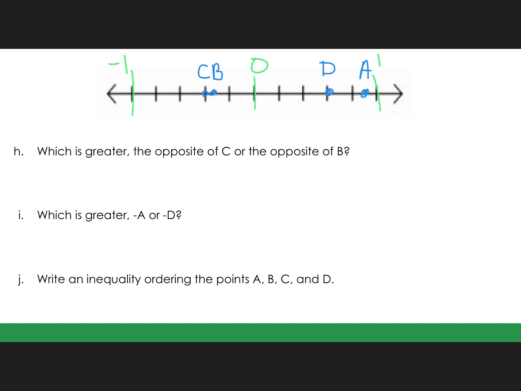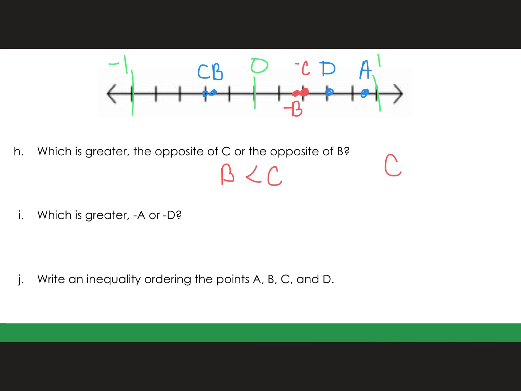Which is greater, the opposite of c or the opposite of b? So we might need to draw these. So we're going to draw the opposite of c, which would be here. So we can notate that as negative c. And the opposite of b, which is going to be here. So which one is greater? The one that's further right is going to be greater. So negative c is greater than negative b, or the answer is negative c.